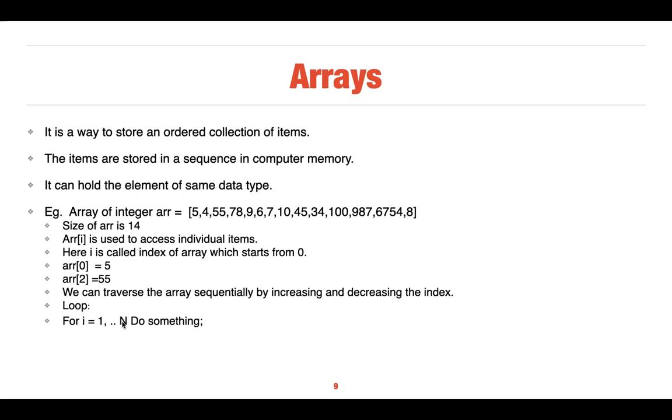Like if you give the value of 6, then for i equal to 1 to 6, you do something. So it will go to ARR of 1, ARR 2, like it should be 0, sorry. I equal to 0 to 5, then it will start from 5, 4, 5, 55, 78, 9, and then it will go to ARR of 5, that is 6. So in this manner, we can traverse the array, and then we can do any operation on the elements of the array.